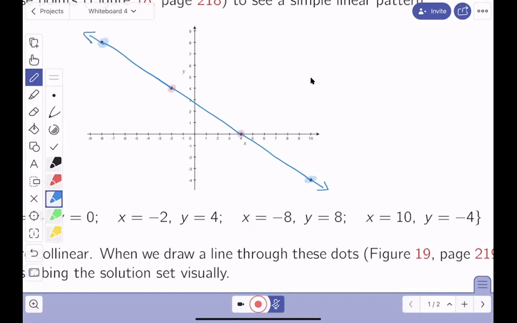How many points do you need to graph a line? Only 2. What am I suggesting? Pick really, really easy points. What are easy points? Finger numbers: 0, 1, 2. Does it mean that 0 is going to work? No. Does it mean 1 is going to work? No. But I'm going to guarantee this.